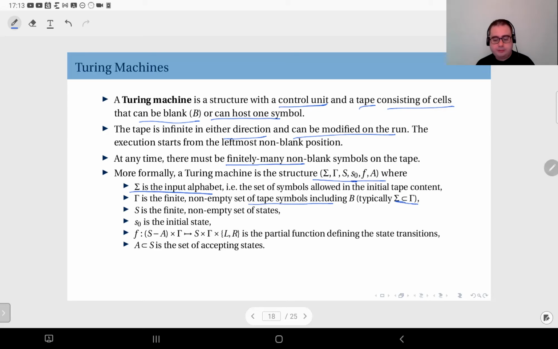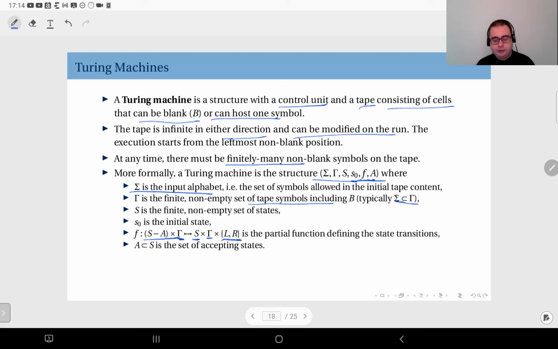S0 is the initial state, quite similar to finite automata. And we have F and A here. A is the set of accepting states, so it has the same concept as in automata earlier. And F is the state transition function, but this is a little bit more involved in the sense that it's defined from the set of states that are not accepting, as well as the symbol read on the tape, to the next state, the symbol to be written on the current cell, and the direction, left or right.